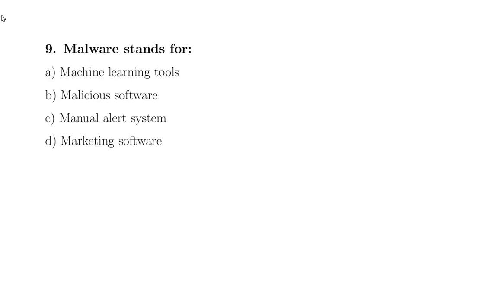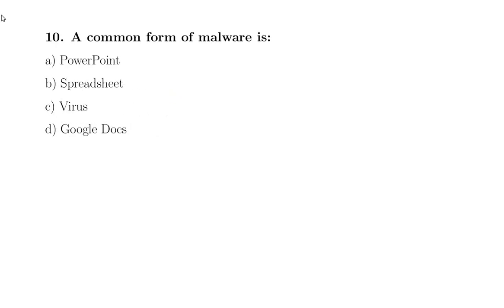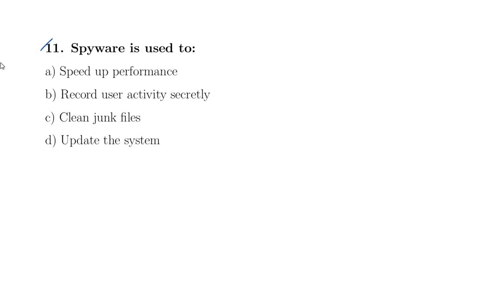Question number 9: Malware stands for machine learning tool, malicious software, manual alert system, marketing software. The correct option is malicious software. A common form of malware is PowerPoint, spreadsheet, virus, Google Docs. Virus is a common form of malware. That is option C.